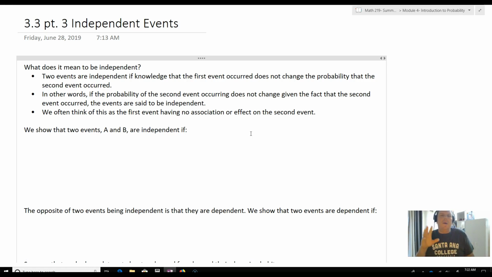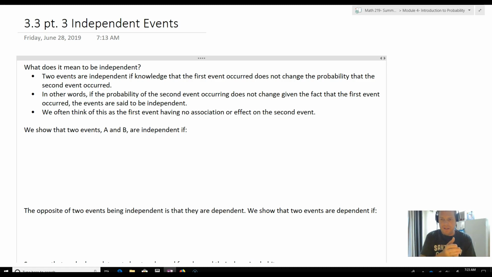So let's talk about what it means to be independent. Two events are independent if knowledge that the first event occurred does not change the probability that the second event occurred. In other words, if the probability of the second event occurring does not change given that the first event occurred, the events are said to be independent. So we often think of this as the first event having no association or effect on the second event.